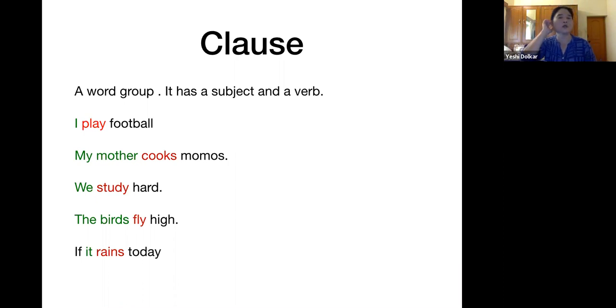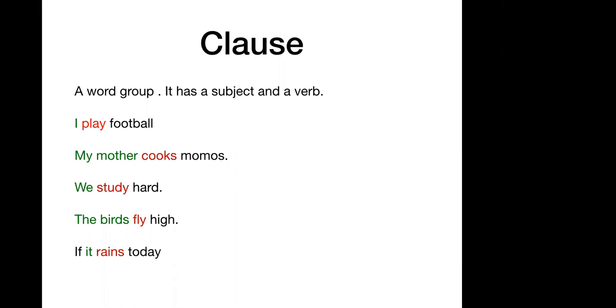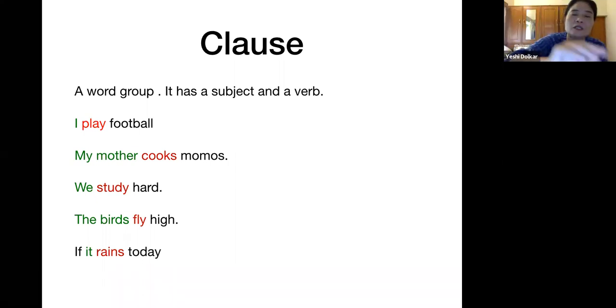So that's what you mean by a clause. Do you understand? Yes. Okay. It must have a subject and a verb, but it's not necessarily a complete sentence, all right? For example, the last one is a very good example. If it rains today, it has a subject and a verb, but it's not a complete sentence. It's a clause. Yes, it's a clause.